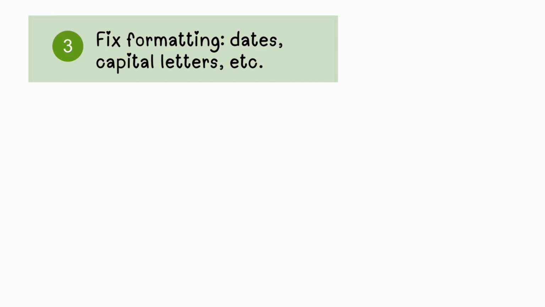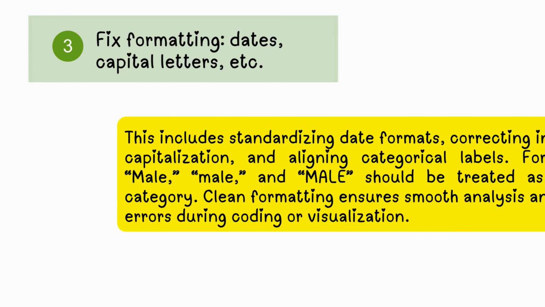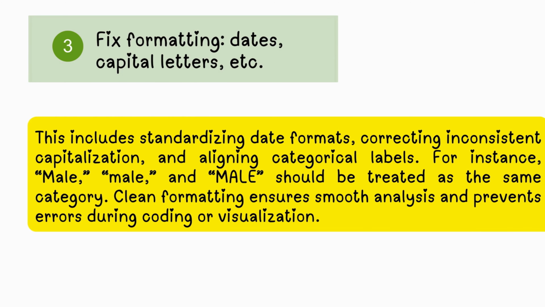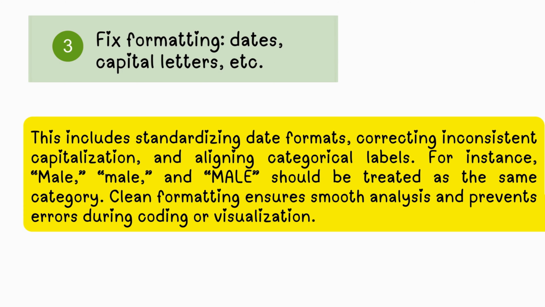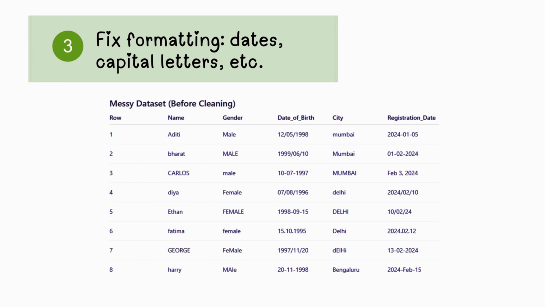Step 3 is fixing formatting issues. These include standardizing date formats, correcting inconsistent capitalization, and aligning categorical labels. For example, male with a capital M, male with a small m, and male written in all caps should be treated as the same category. Clean formatting ensures smooth analysis and prevents errors during coding or visualization of the data.